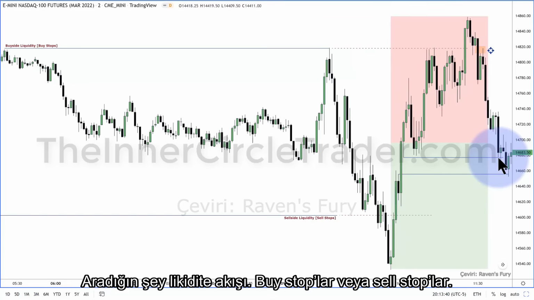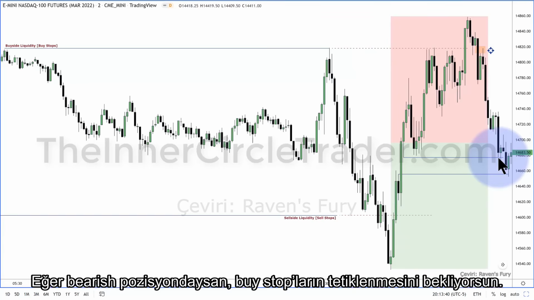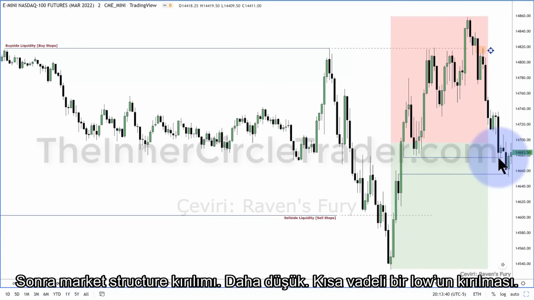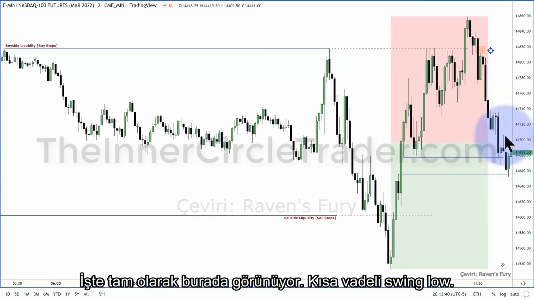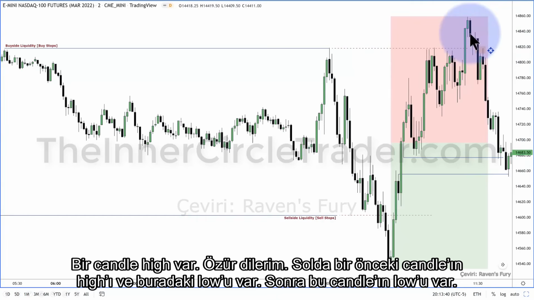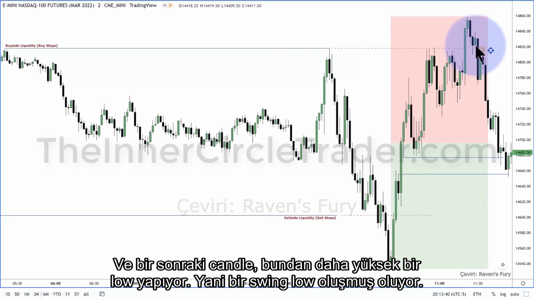What you're looking for is a run on liquidity, buy stops or sell stops. If you're bearish, you're looking for buy stops to be ran. Then a break in market structure, lower, a short-term low being broken. That's what it looks like right here. Short-term swing low. We have a candle higher to the left with its low here. Then you have the low of this candle, and the next candle's higher low than this one. So you have a swing low formed.